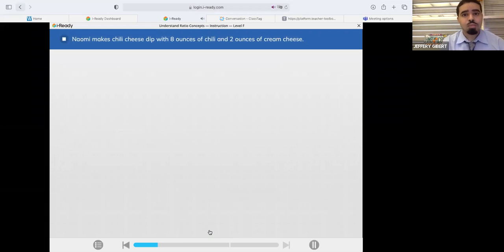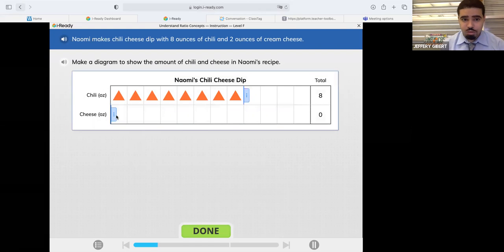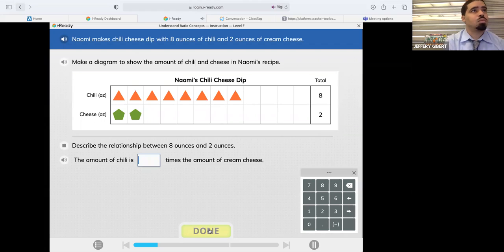Naomi makes chili cheese dip with 8 ounces of chili and 2 ounces of cream cheese. Make a diagram to show the amount of chili and cheese in Naomi's recipe. All right. Chili cheese dip, 8 ounces of chili and 2 ounces of cream cheese. Describe the relationship between 8 ounces and 2 ounces.